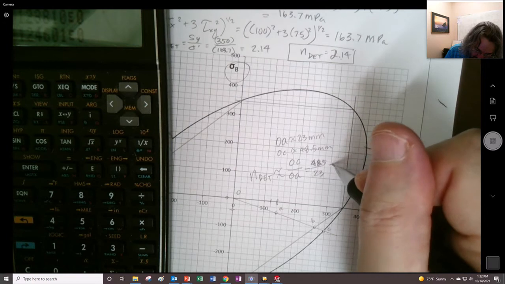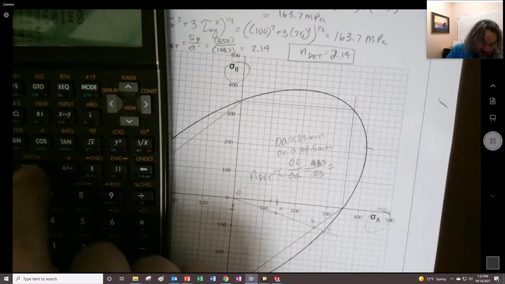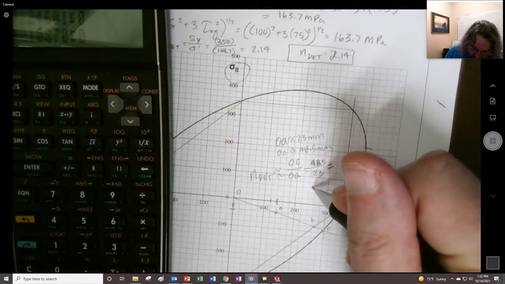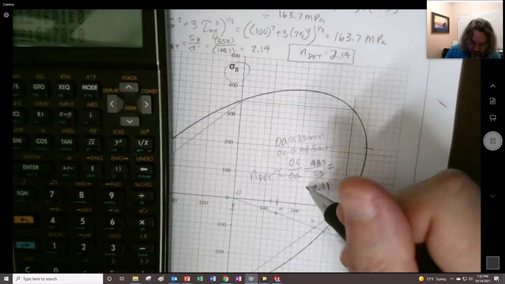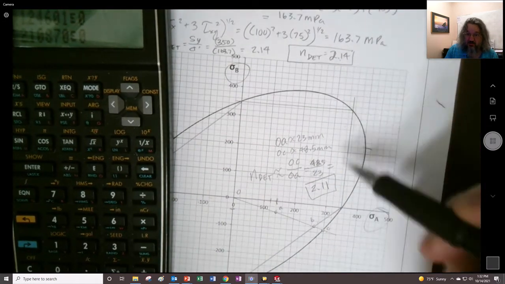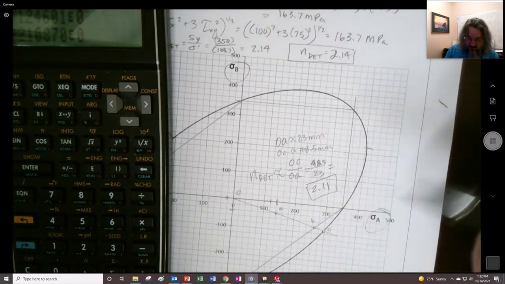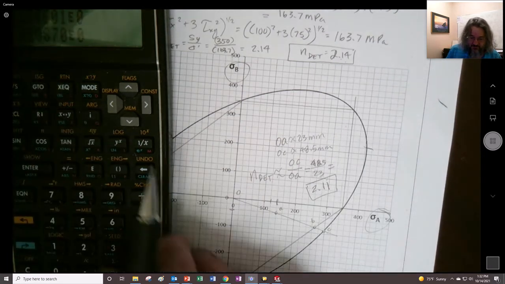All right. And what are we going to get? 48.5 divided by 23. We get 2.11. Let's call it. So there you go. There's a comparison between there. We're slightly off, but it's all about the pencil thickness, right? It's about the lead thickness onto the thing.